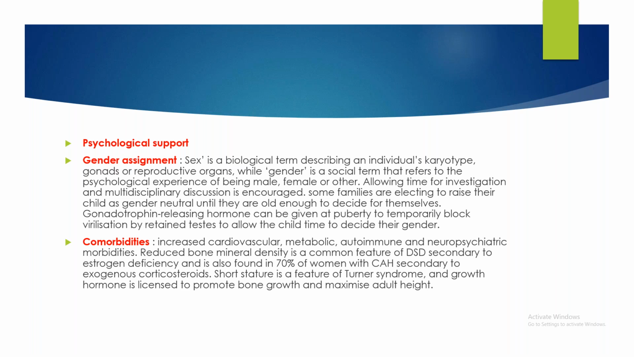Now regarding gender assignment, which gender is to be decided. You have to remember that sex is a biological term which describes karyotype, gonads and reproductive organs. While gender is a social term which refers to the psychological experience of that individual, whether that individual perceives himself or herself as male or female.